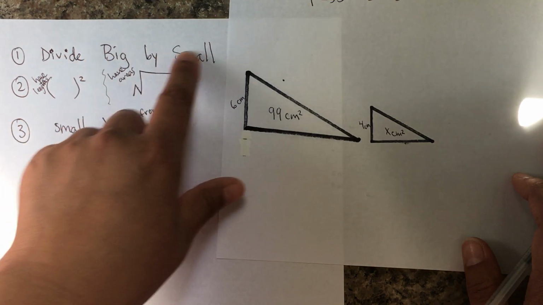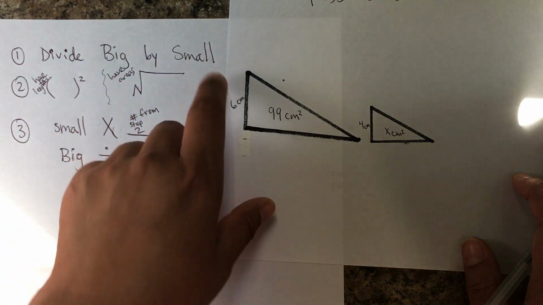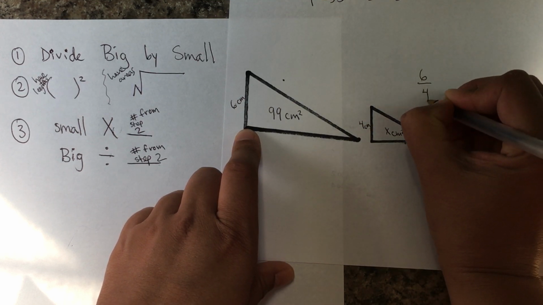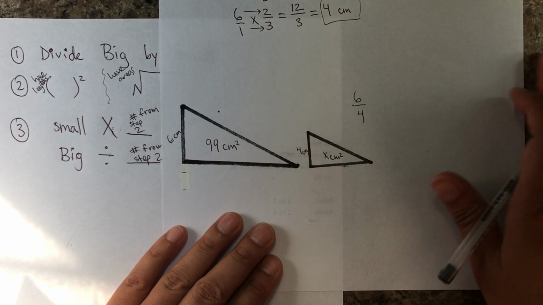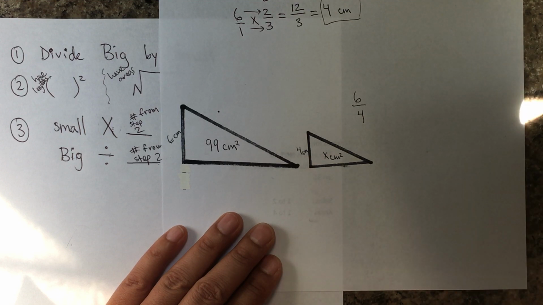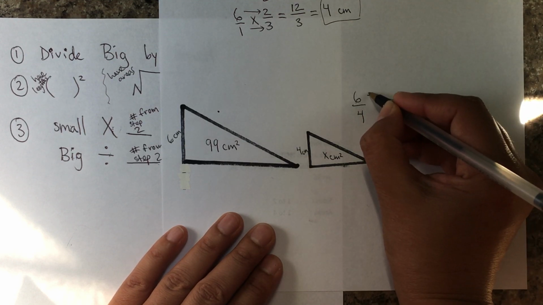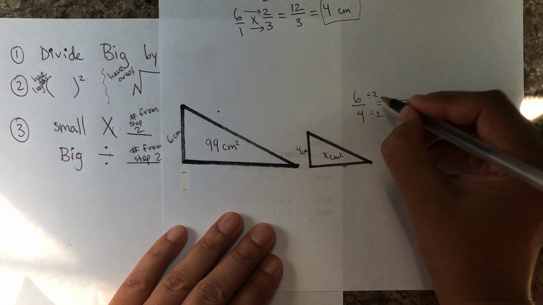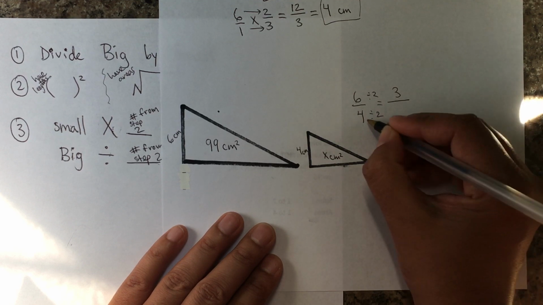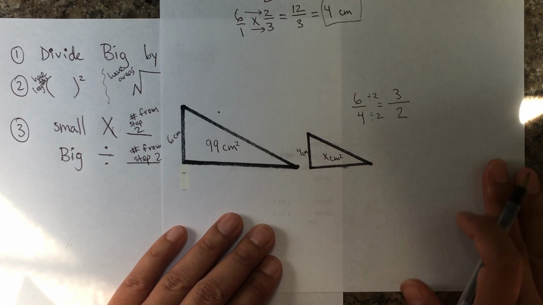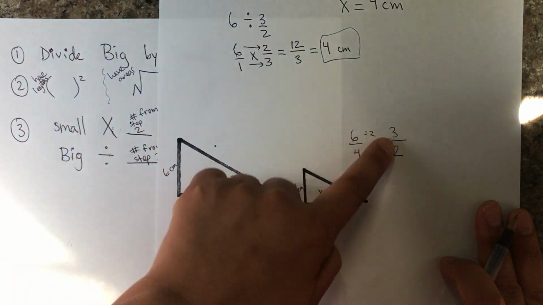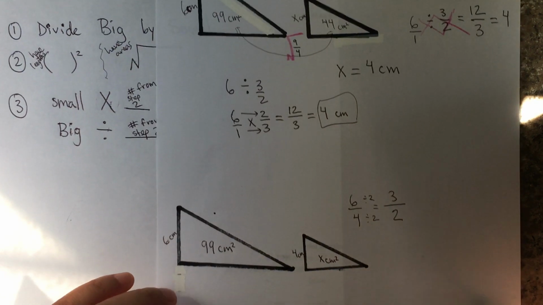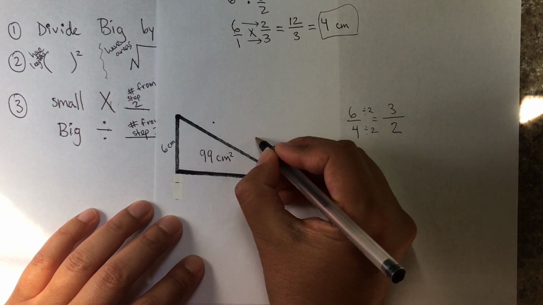First step is the same. Divide big by small. So in here it's going to be 6 divided by 4. And we simplify. Both are divisible by 2. So the reduced will be 6 divided by 2 is 3, 4 divided by 2 is 2. Notice how that is the relationship of the lengths already. So that's the relationship of my lengths.